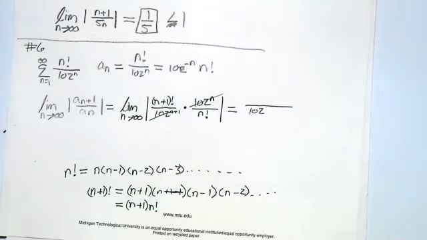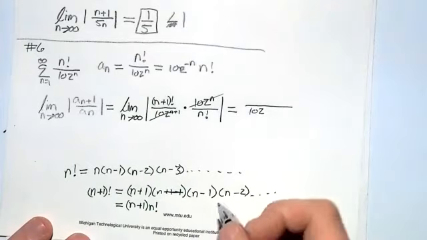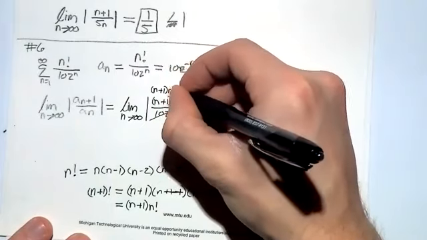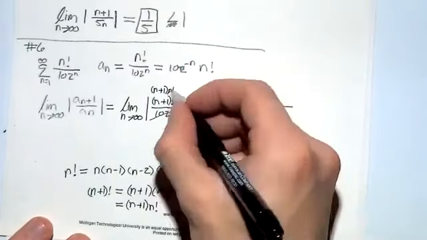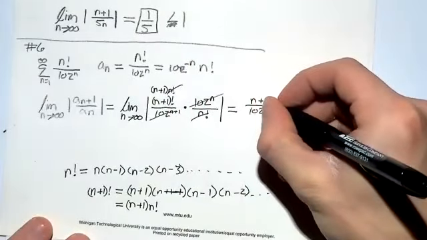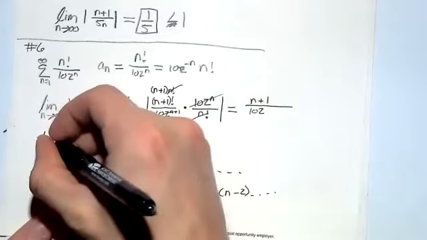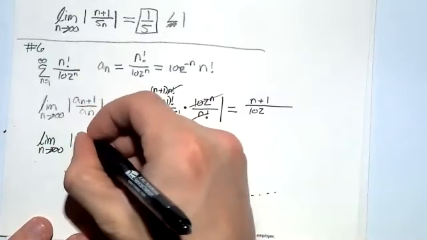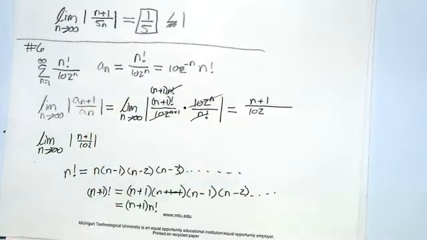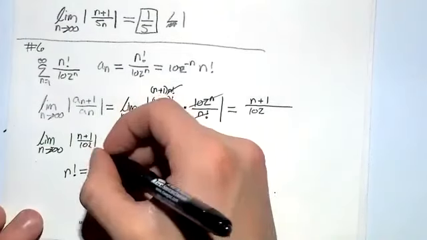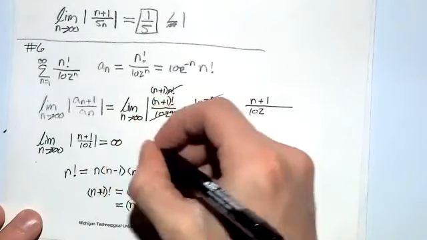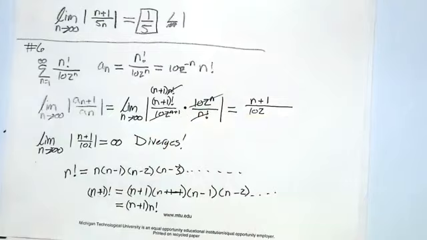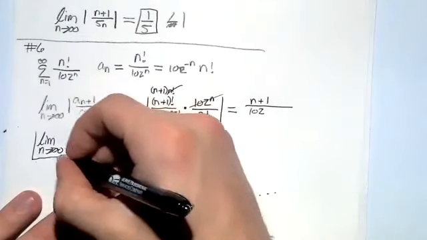And if we do that, all we're going to have is n plus 1 times n factorial. These n factorials will cancel, and all we're left with is n plus 1. So we're going to have limit as n approaches infinity of the absolute value of n plus 1 over 102. And if we evaluate that limit, we can see that it is going to equal infinity, which means the series diverges. And that is how you would attack that question.